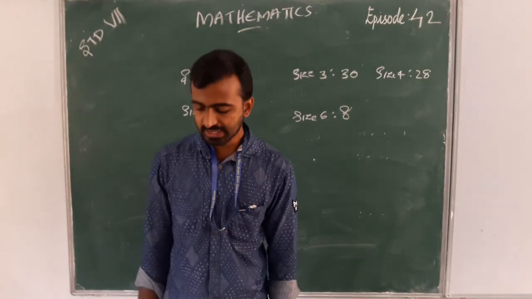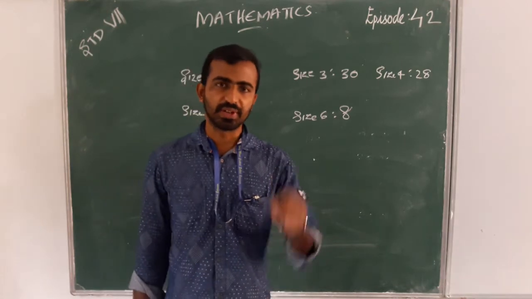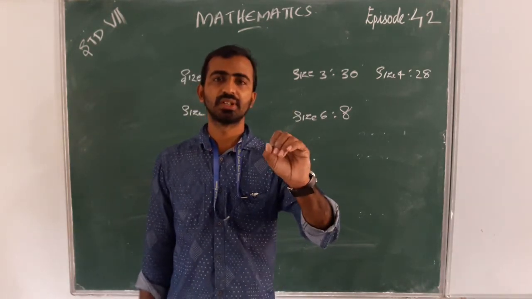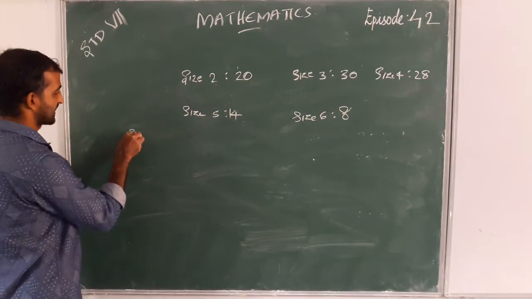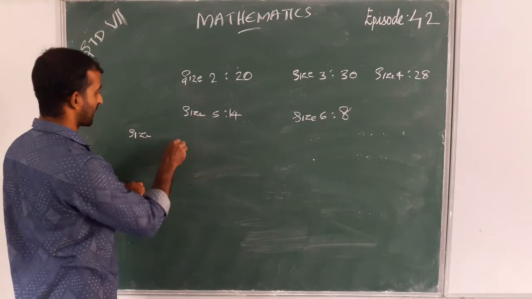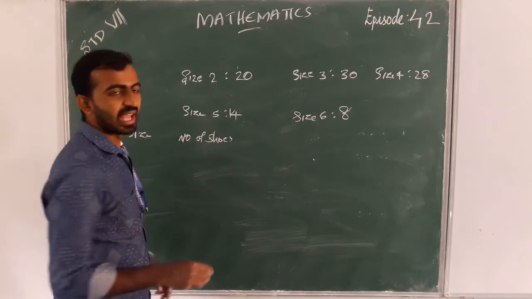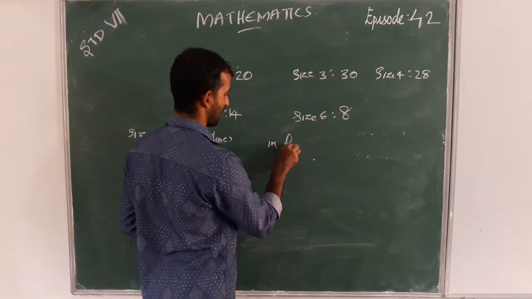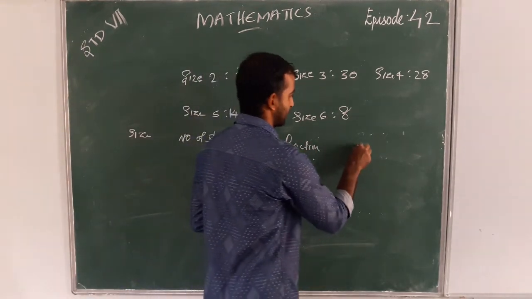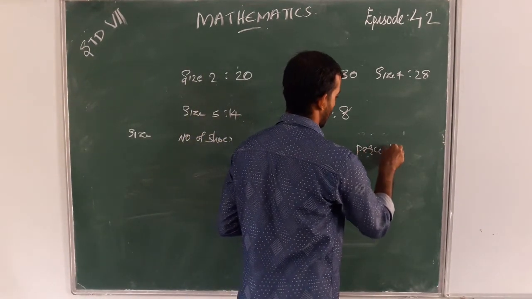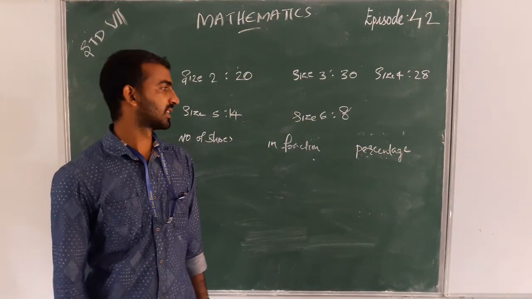That is, we want to make a tabular form. We take 4 columns. First, size, number of shoes, fraction, and percentage. Is it? Yes. That is size, number of shoes, and fraction, and percentage. Is it? Yes.